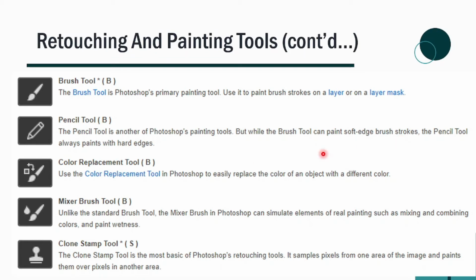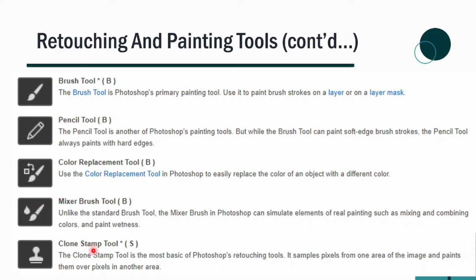Alright, so let's proceed to color replacement tool. Okay, this tool is used to easily replace a color of an object with a different color. Okay, so cambio online niya class. So using the color replacement tool, let's have mixer brush tool. So unlike the standard brush tool, the mixer brush in Photoshop can simulate elements of real painting such as mixing and combining colors and paint wetness.